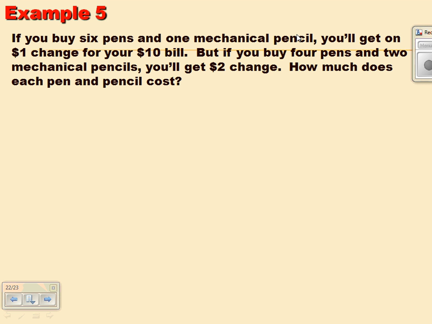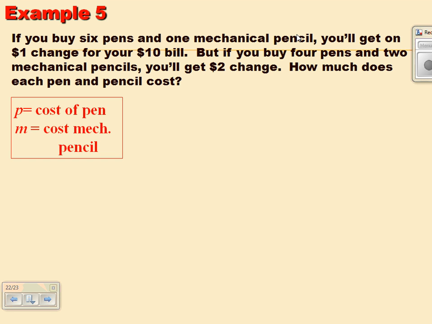Okay, guys, this is really tricky. If you buy 6 pens and 1 mechanical pencil, and you get $1 in change for your $10 bill, how much did you actually pay for the 6 pens and 1 mechanical pencil? Well, if you get $1 change, you spend $9. If you buy 4 pens and 2 mechanical pencils and you get $2 in change from a $10 bill, how much did you actually pay? Well, if you get $2 in change, you actually paid $8.